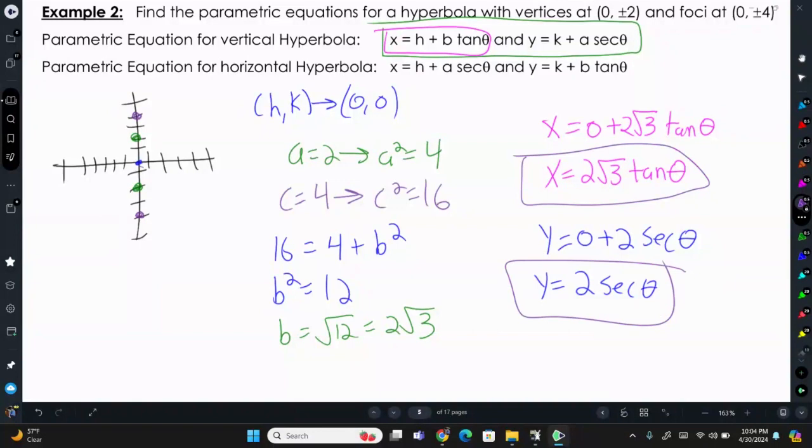All right, so again, these trig ones look a lot harder than they actually are.